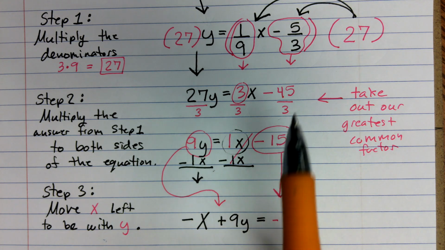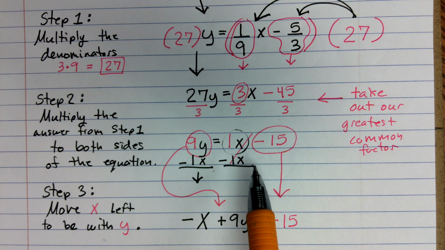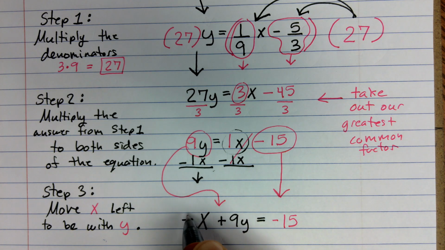If you can't, you just go ahead and continue to the next step, which step 3 is, we're just going to move that x to the left. So notice we've accomplished that. We move the x over to the left, and now I have my final answer.